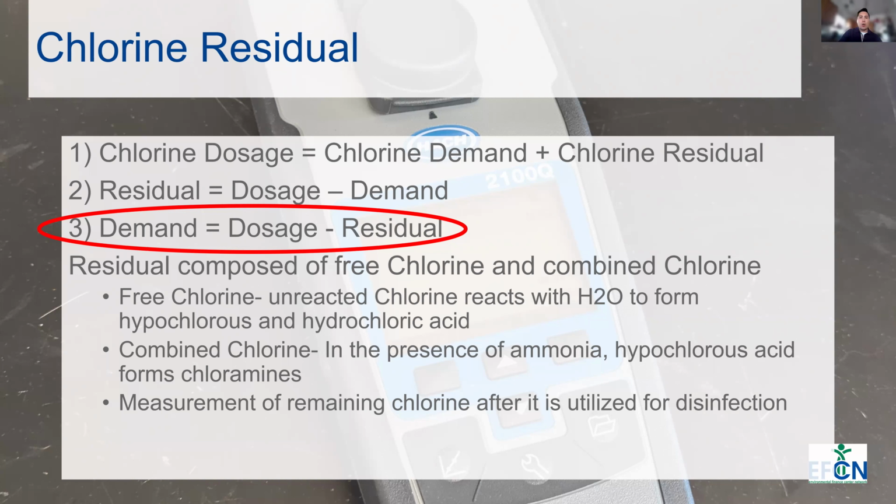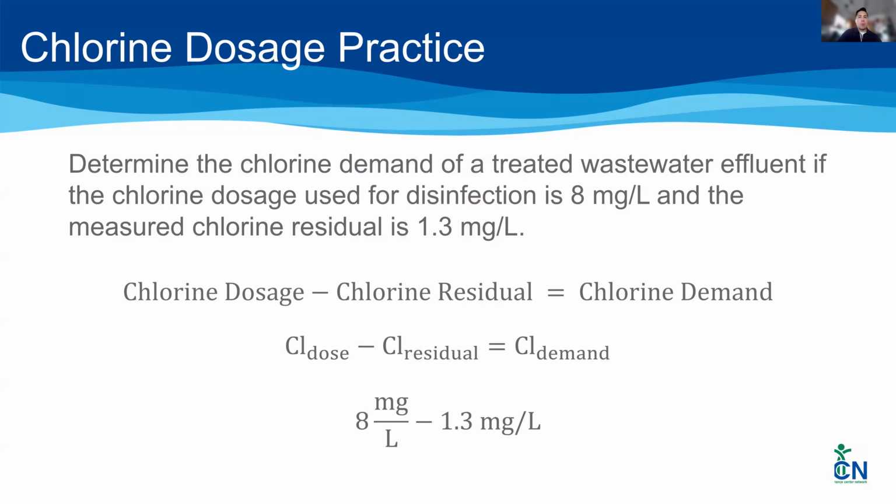Now, to calculate our chlorine demand, this problem may look something like this, where we would be asked to determine the chlorine demand of a treated wastewater effluent if the chlorine dosage used for disinfection is 8 milligrams per liter and the measured chlorine residual is 1.3. If you'll remember, chlorine demand is equal to your chlorine dosage minus the chlorine residual. We can plug those into the equation. The 8 milligrams per liter is my dosage. The 1.3 milligrams per liter is what's left over after it's reacted with the wastewater. And that would leave us with 6.7 milligrams per liter.